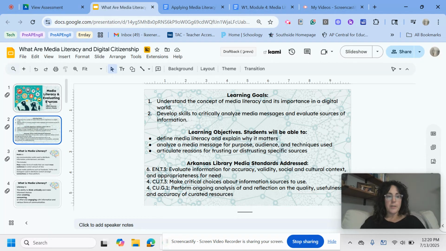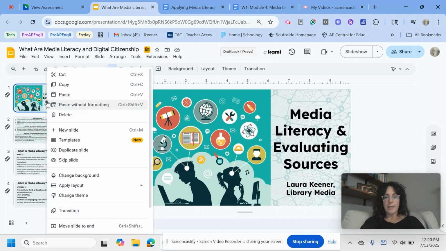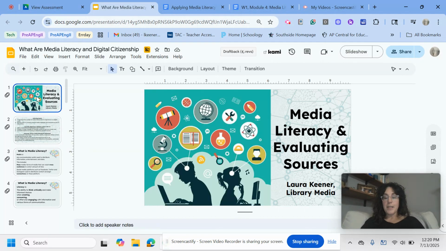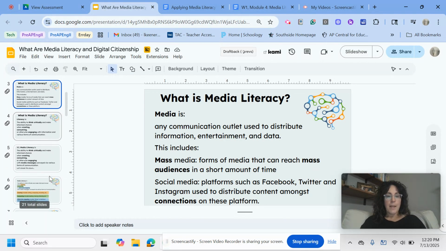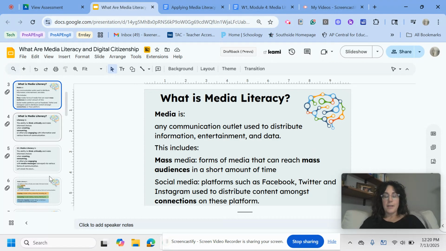So before students can understand media literacy and evaluating sources, we need to have a working definition of what media literacy is. So I have taken this definition of media literacy from one of the texts in the sources that we used for the course. I've just taken media literacy and added it to our slides here.